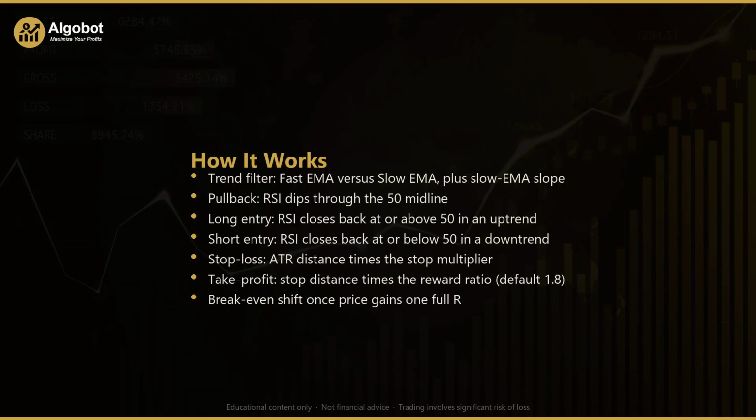Finally, trade management. Once price has moved one full unit of risk, 1R, in the trade's favor, the strategy pulls the stop up to the entry price. From that point, the initial risk is removed, and the trade runs with its stop at break even while the target stays in place. Simple, rule-based, and the same in both directions.